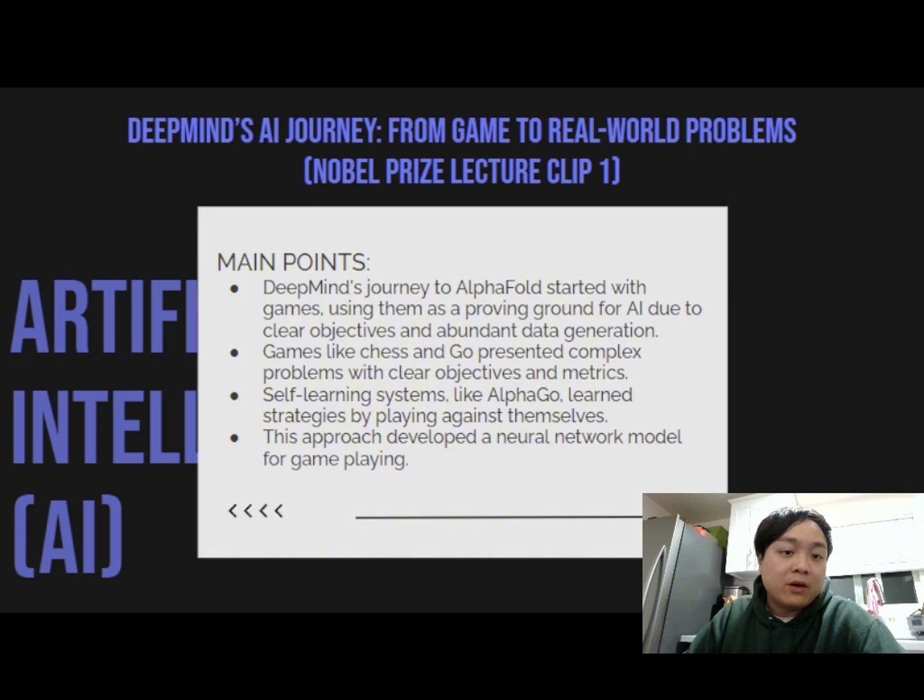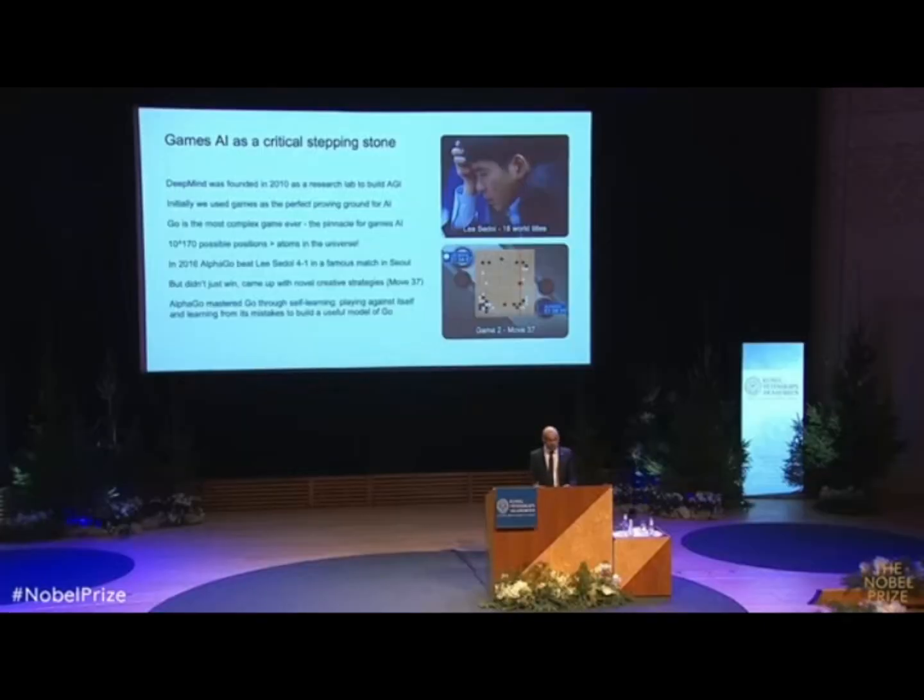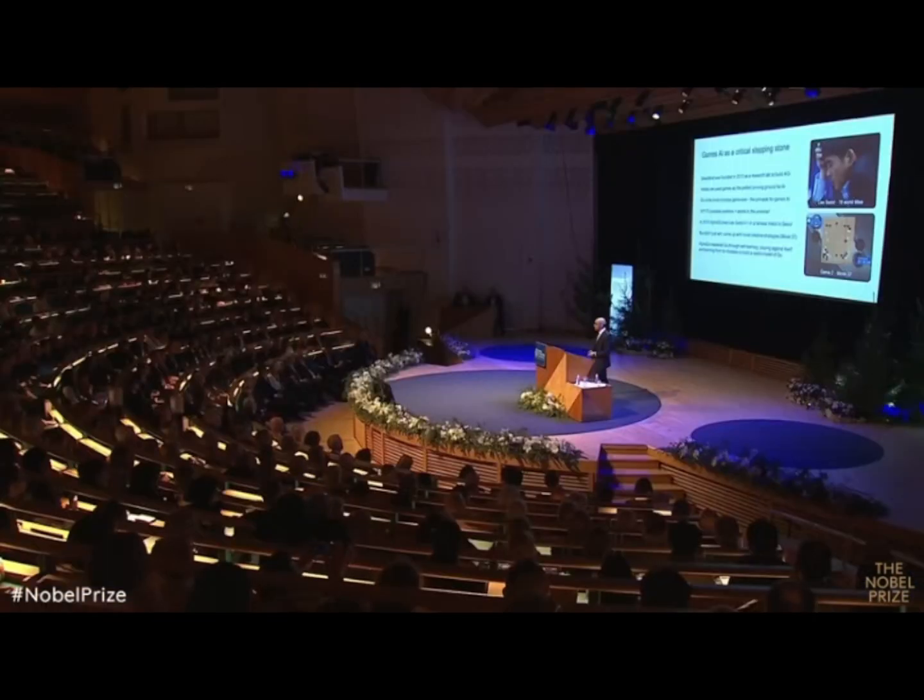Moving on to clip 1 of the Nobel Prize lecture. And its successors, AlphaZero, more general successors, mastered the game of Go and also all other two-player games through a process of what we call self-learning. So that's where these systems, instead of being programmed directly with solutions, learn strategies and solutions for themselves. In this case, by playing many hundreds of thousands, in fact millions of games against itself, and incrementally learning from its mistakes and improving its strategies. And through this process of self-learning, we can build up a useful neural network model of Go.